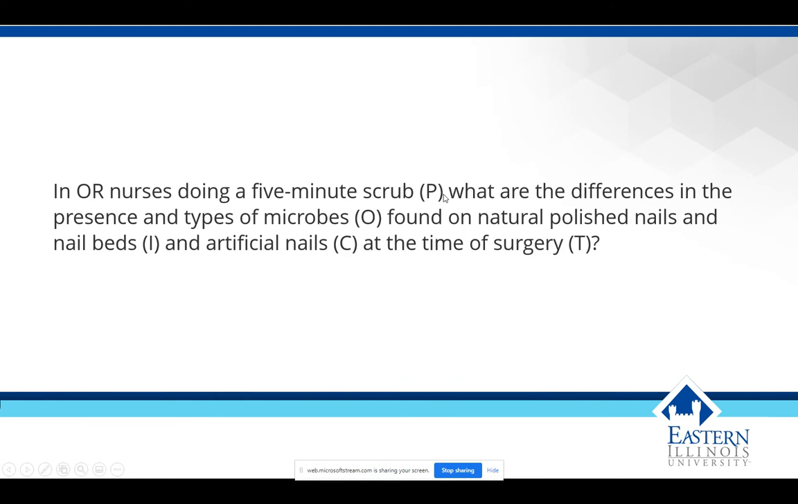Here's another one. In OR nurses doing a 5-minute scrub, so there's your population, that's pretty specific. Okay, OR nurses who do a 5-minute scrub. What are the differences in presence and type of microbes found on natural nail polish and nail beds compared to artificial nails? I think it would have made more sense if they had put compared to artificial nails at the time of surgery. So you've got a comparison there. So what's the outcome of this situation when you compare these two things? Okay, so it's an example of a PICO question.